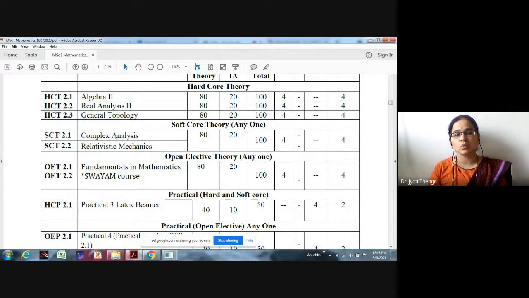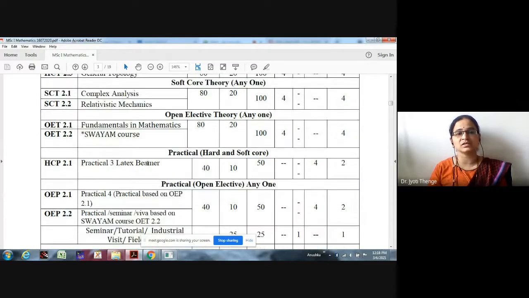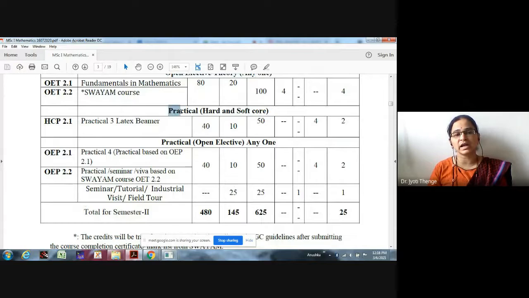3 compulsory papers, 1 optional paper, means there are 4 theory papers of mathematics. 1 open elective paper you have selected. 1 practical on LaTeX Beamer. 1 practical on your open elective.